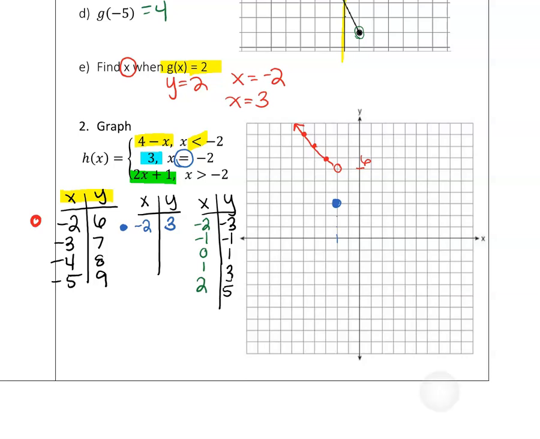Now again, because it's x greater than, not greater than or equal to, this is going to be an open dot at negative 2. So go to negative 2, find where negative 3 is, and then finish plotting some points. So we got negative 1, negative 1, 0, 1, 1, 3, and 2, 5. That's good. And then with a straight edge, I'm freehanding it because I'm on my laptop. That's the rest of your piecewise graph. And then you're done.